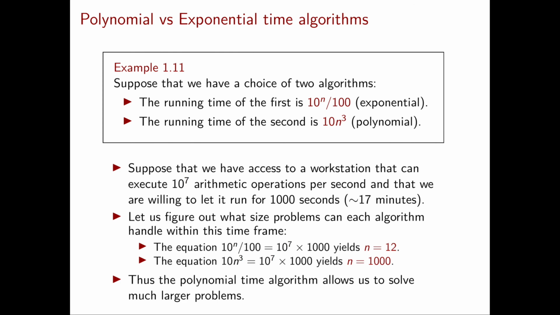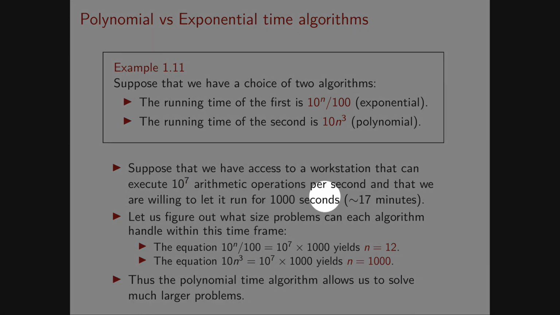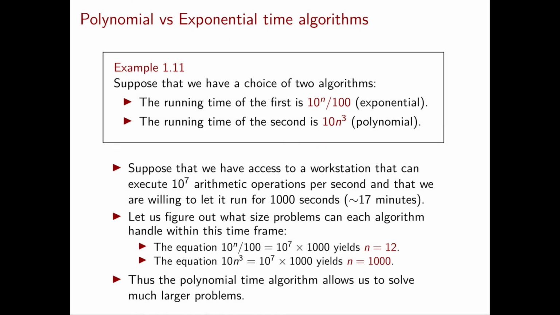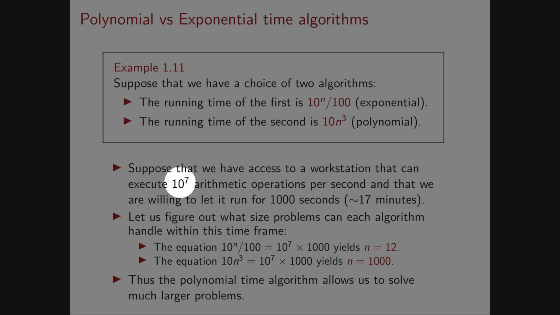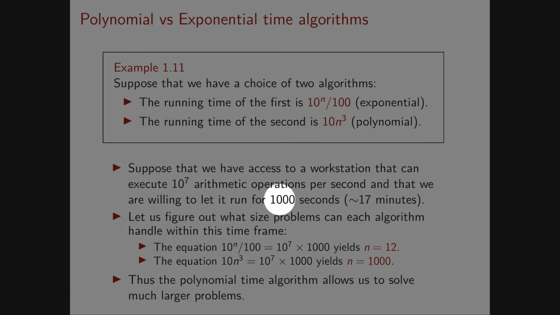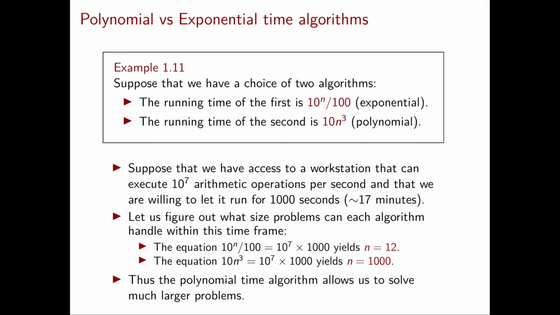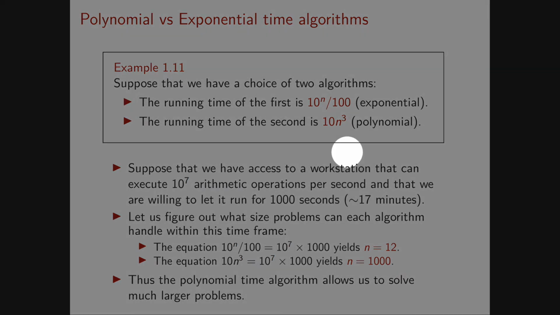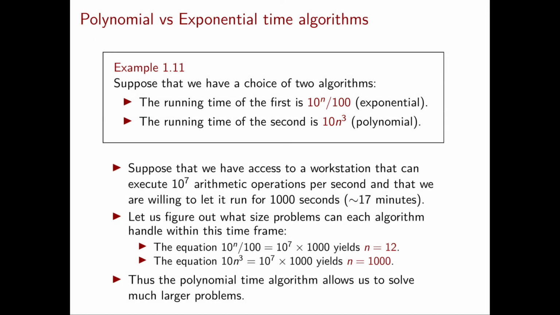So let's take a little bit of a different approach and see how big are the problems that we can solve with our two algorithms by waiting 1000 seconds, which is essentially 17 minutes. Our computer is a workstation that can execute 10 to the 7 arithmetic operations per second. So the total number of operations in our 1000 seconds will be 10 to the 7 times 1000. Now that we know the total number of operations that we can perform, we obtain for each algorithm the corresponding n that achieves that number of operations.